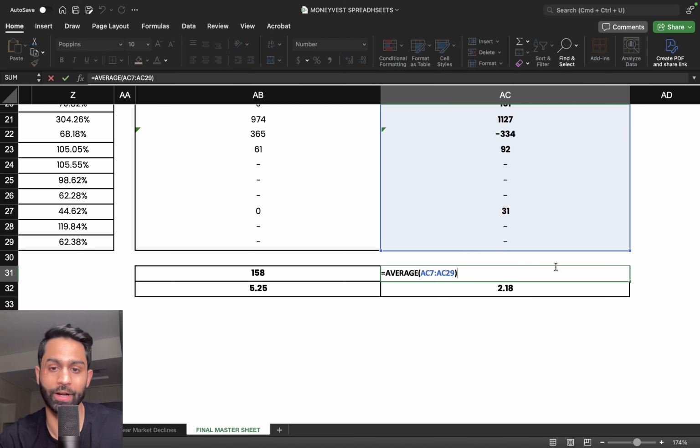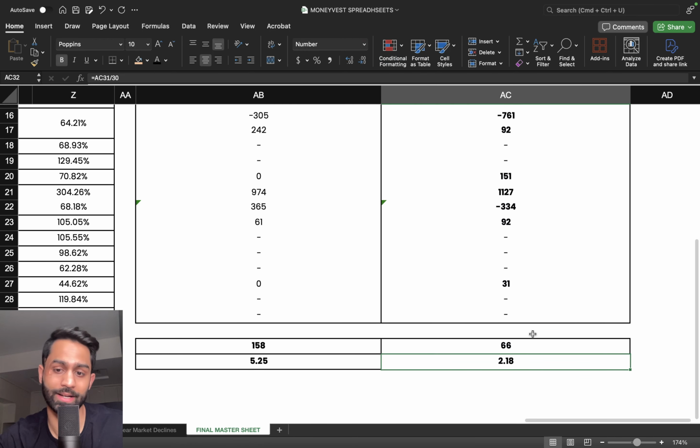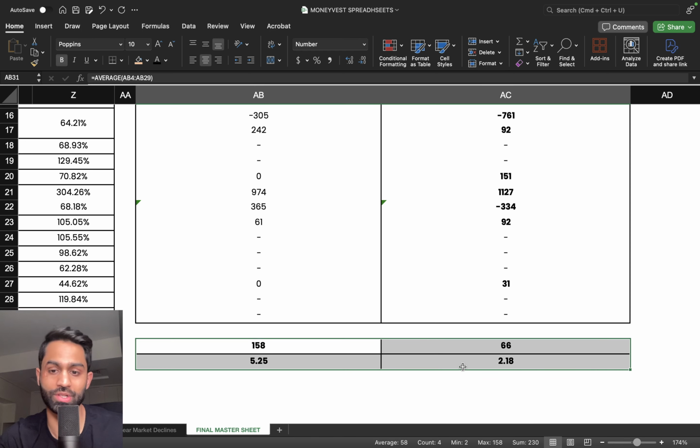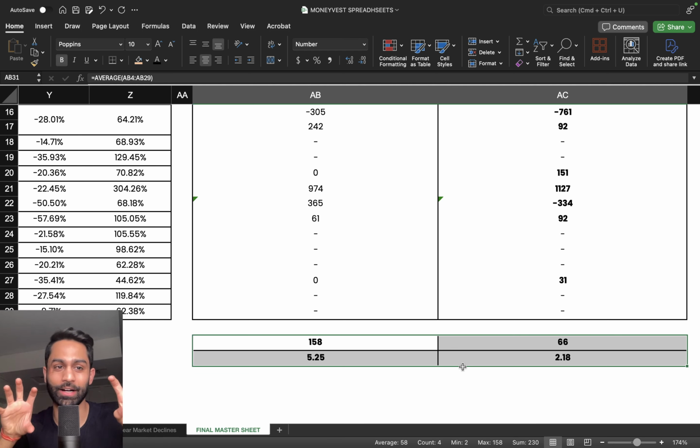So that's the data that we were able to capture for this analysis, for this data set. That is 66 days or just over 2 months. That essentially tells us the markets are bottoming 2 months on average prior to a recession ending. So both of these numbers are positive. That essentially tells us what? The market not only tops before a recession begins, the market also bottoms before a recession ends. So the recession timeline is moving slightly more on a delayed basis compared to the market timeline.